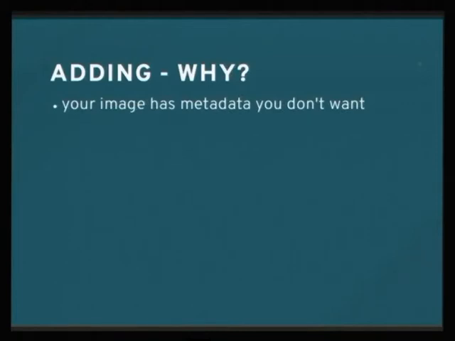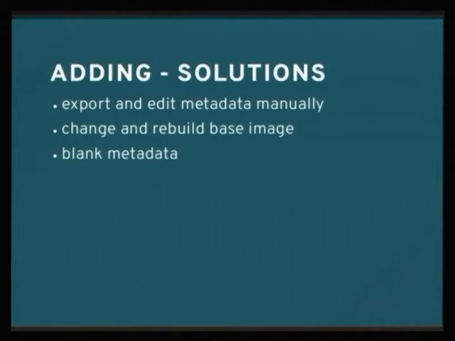So your image can contain some metadata you don't want, and there is no way you can remove it. Or is there? You can export the image, as I was showing you in the squashing part, change the JSON manually, then import it again, and it won't be there. Yeah, it's a solution, but it's a real hack.